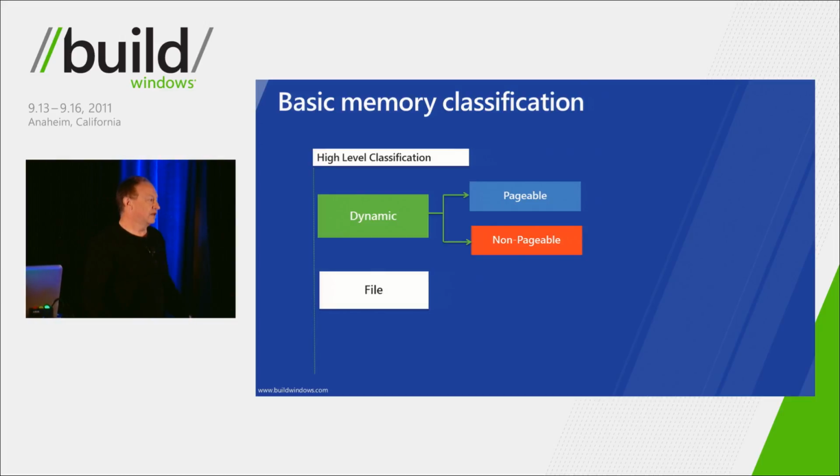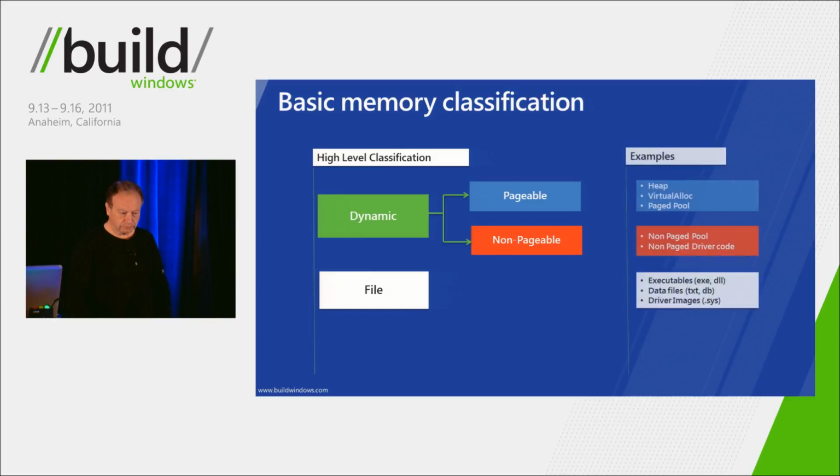And all dynamic allocations are things that don't persist across the invocation of the process or across the system boot. So that's a way to distinguish between dynamic and file-backed. So examples of pageable are things like heap and virtual alloc, or non-page pool, or non-pageable driver code. File-backed things are executables, your exes and your DLLs, your documents and your data files, and also, in some cases, driver images, for example, user mode drivers that get loaded like when you're printing.